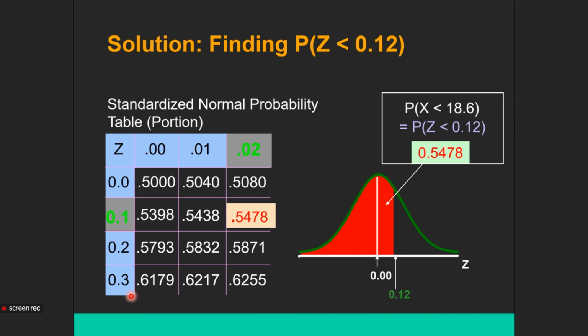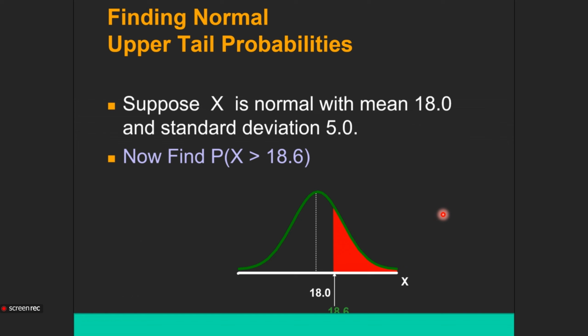Again, we can also find the probability of any reference point and above. Now, for this, we have to find the probability of x less than 18.6. We can find the probability of less than. We can also find the probability of what? Of an area greater than from a reference point.